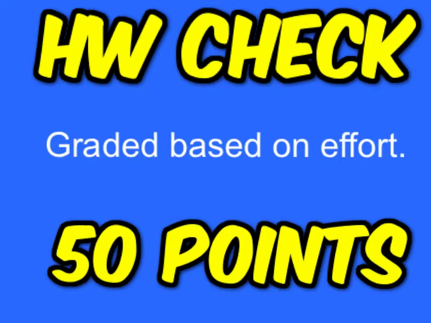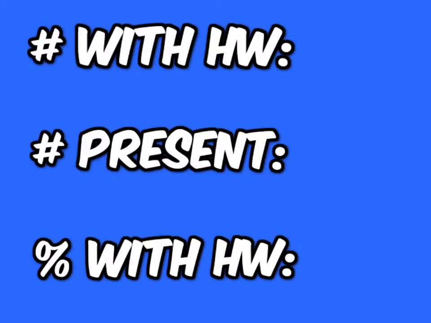For your homework check, you must have the 2 pieces of graph paper, and you must have the notebook paper that shows all the work for the equations. Alright, 18 out of 23. That's going to translate into a percent of, 18 out of 23. There we go. 78.